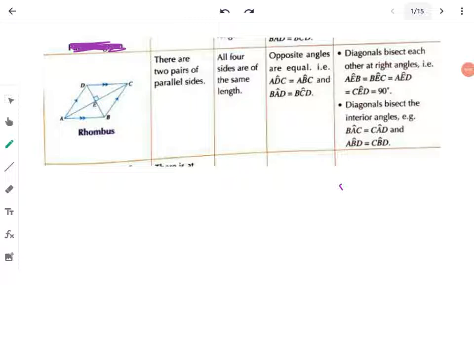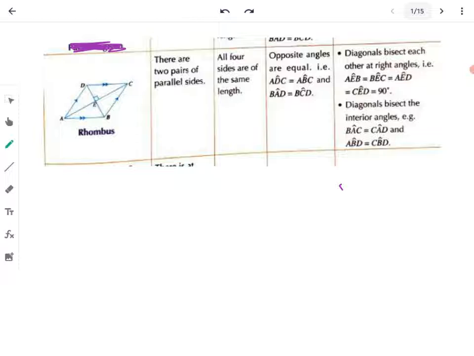In this video, what we're going to do is discuss and recall some of the properties of the remaining quadrilaterals. Then we will use the properties to solve for unknown angles in a quadrilateral. So we're going to talk about rhombus, trapezoid, squares, and kite. So you have first the rhombus.